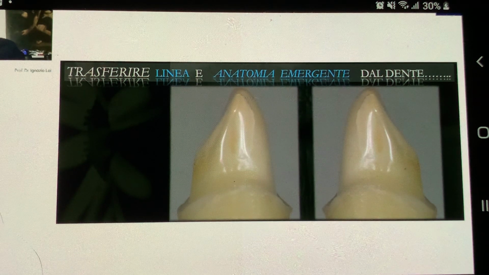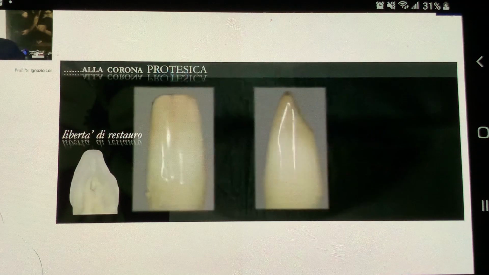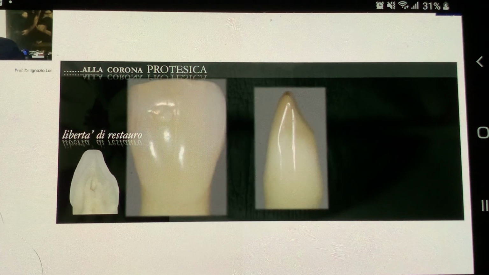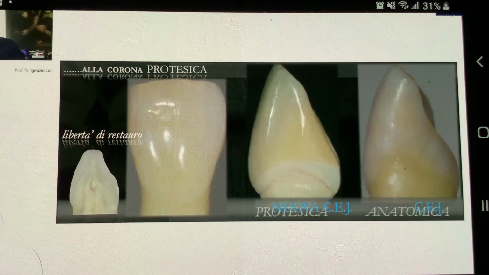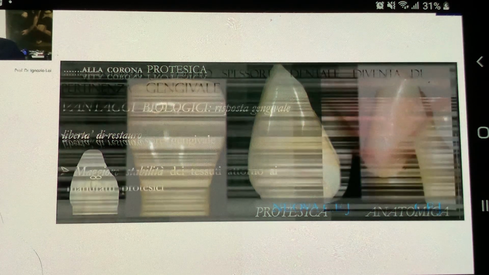So what happens with BOPT? We transfer the line and the emerging anatomy that are present when we do thickening preparations on the tooth only to the prosthetic crown. We can prepare the vertical tooth, we can reintegrate it on the natural tooth, or with the prosthetic simulation, we can see that on the natural tooth. So creating a new CEJ, a new junction, which is a ceramic cement junction, which simulates the emerging anatomy of a natural tooth.